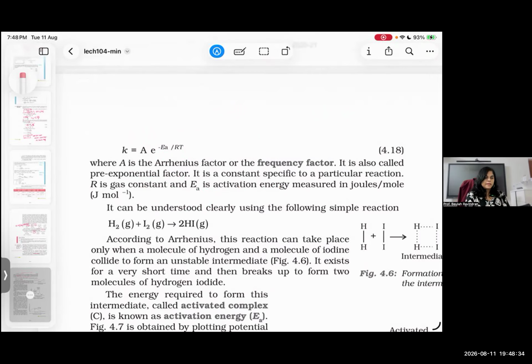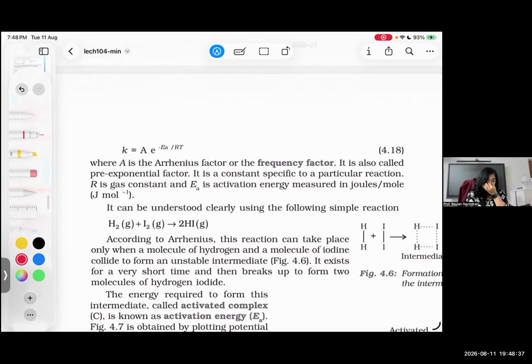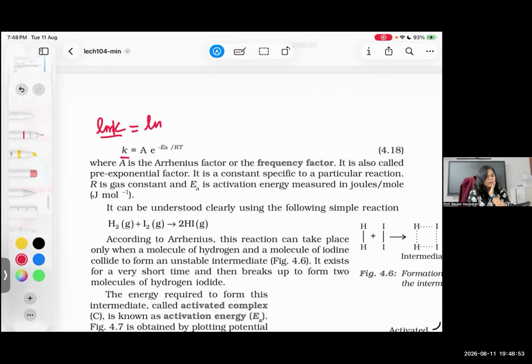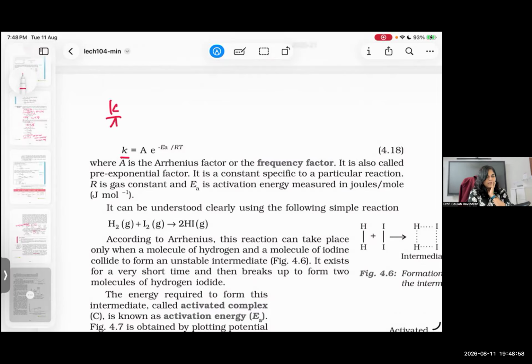Okay, what is this here? ln k. Can we write like this? Taking the natural log, ln k is equal to ln of A times e to the power minus Ea by RT. Here A is available, so we'll do it like this. So k by A is equal to e to the power minus Ea by RT. Sorry, by RT. It is E suffix a, not E into a.